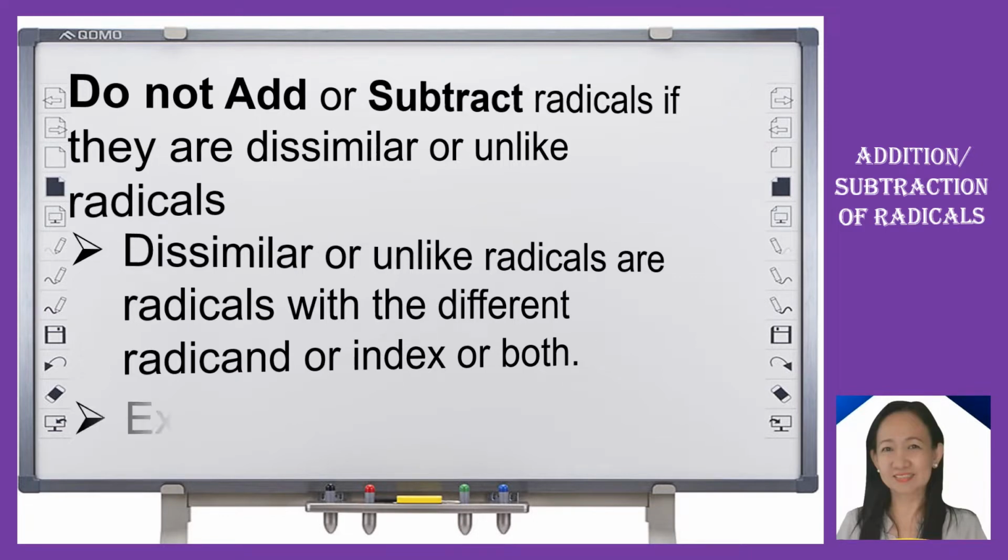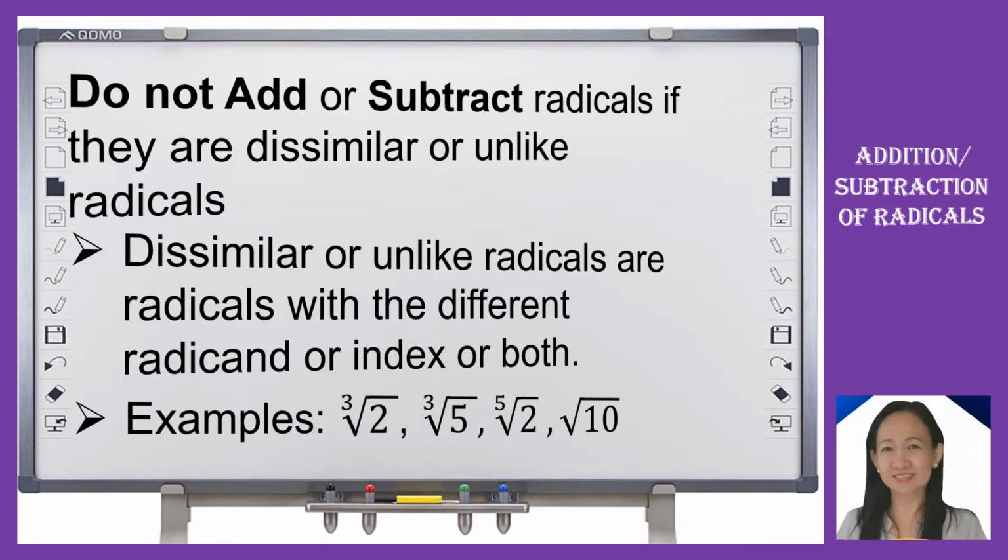Now look at these examples. We have cube root of 2, cube root of 5, fifth root of 2, and square root of 10. Cube root of 2 and cube root of 5, although they are both cube roots, have different radicands, such as 2 and 5. While the cube root of 2 and the fifth root of 2 have both 2 as radicand but different indices, such as 3 and 5. And square root of 10 does not have the similarity at all.